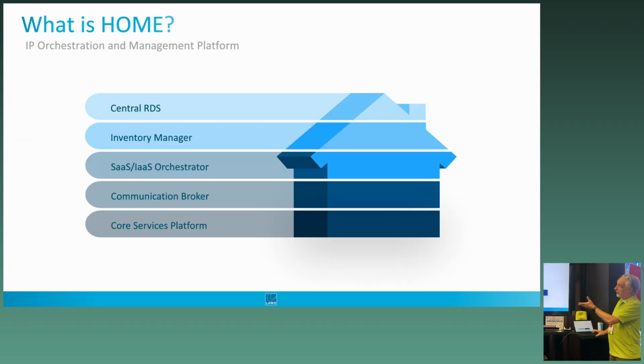So Home covers core services. It's inheriting a communication broker, of course, to communicate with the devices and services. As a software and system orchestrator, basically. It is an inventory manager, and it's a central registry discovery system. So in other words, it's a registration, orchestration and management platform. That's basically what Home is.